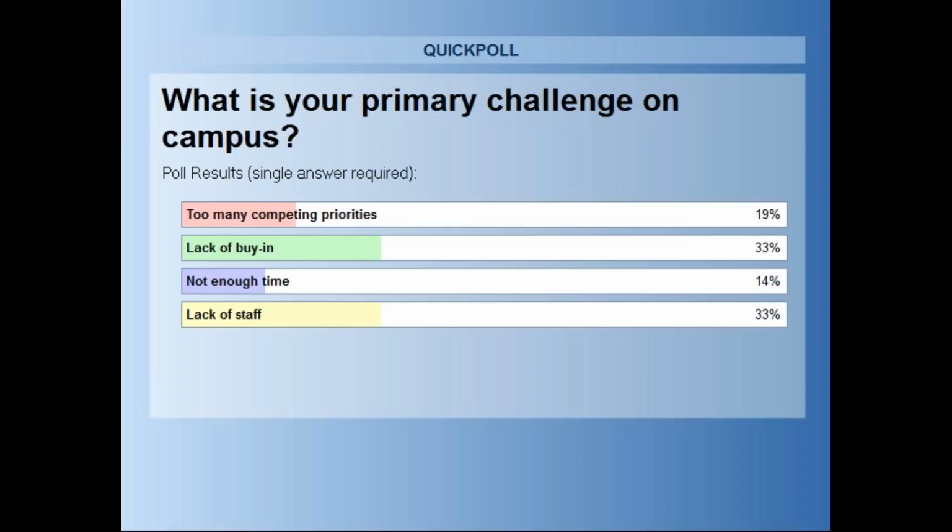All right, take it away, Heather. All right, Eric, summarize for me. I can't see it on my screen. Oh, okay. So actually, it's a neck-and-neck tie between lack of buy-in and lack of staff, both at 33%, and 19% in second place, too many competing priorities, and in last place, not enough time at 14%. All right. Thank you so much for sharing, everyone.